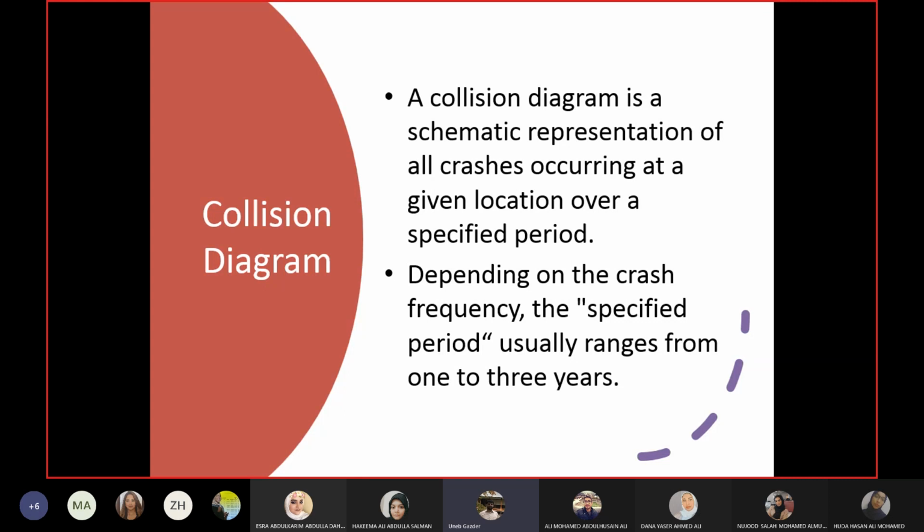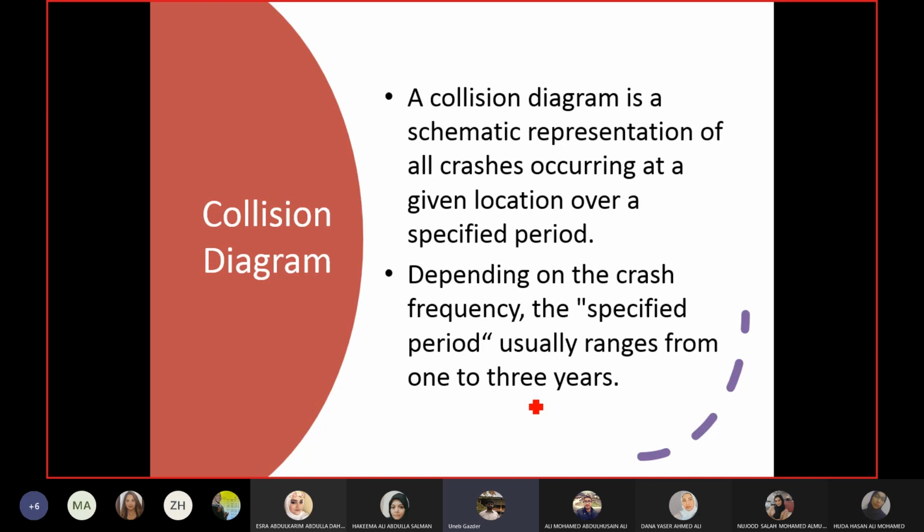Okay, so at least you do it for 1 year, so you have at least some number of crashes on the location to be shown, and you can do it for more than 1 year as well. But 1 year is the minimum, like they have said. You can do it from 1 to 3 years.